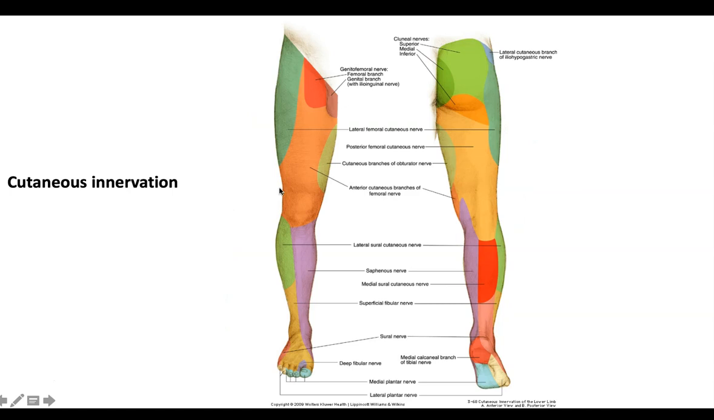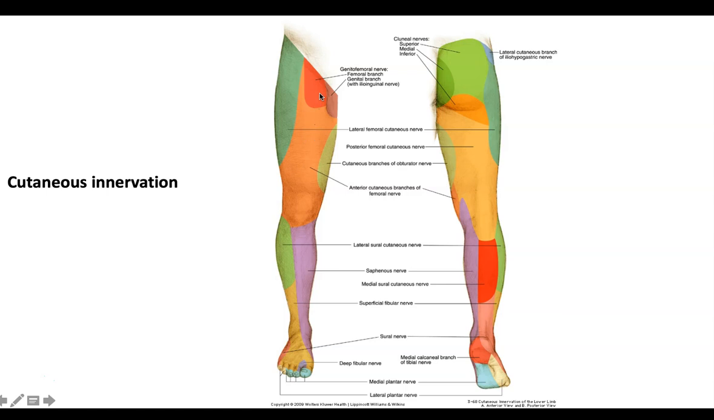So this is a color-coded illustration. You can see the area of distribution of the cutaneous nerves. See the lateral femoral cutaneous nerve, which is one of the branches of the lumbar plexus. It enters into the thigh under the inguinal ligament at the anterior superior iliac spine, and then its branches supply the lateral side of the skin of the thigh. The anterior side of the skin of the thigh is supplied by the anterior cutaneous branches of the femoral nerve.